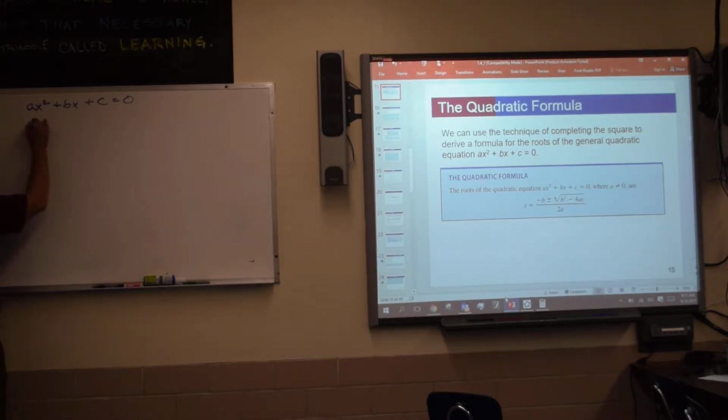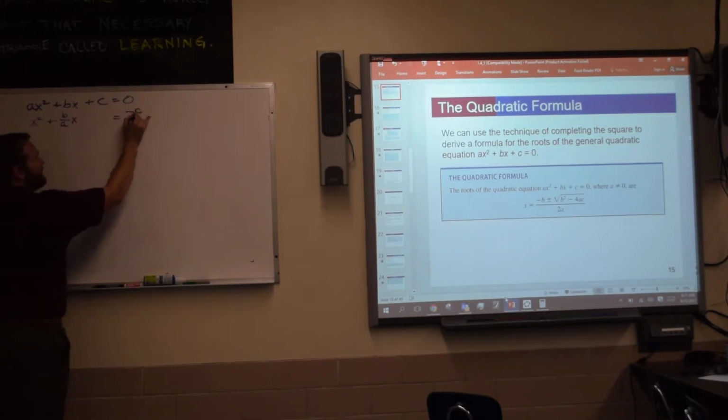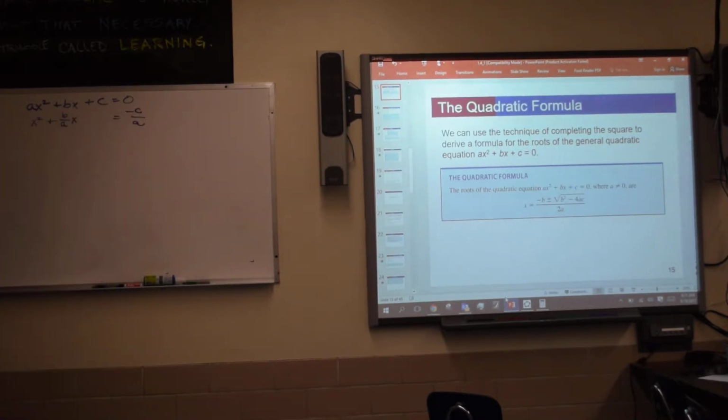So I'm going to go x squared plus b over a x equals the opposite of c over a. Does that kind of make sense? If you were to do it in two steps, you would have a line there that says maybe ax squared plus bx equals the opposite of c. And then you would go through and divide everything by a, and that's what you would end up with. And that gets you in the arrangement to where you can complete the square now.